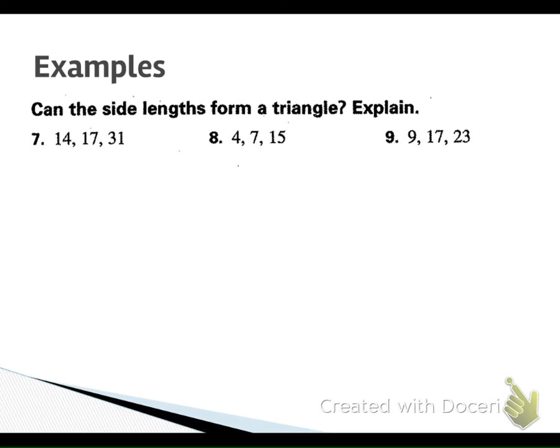So if you took 31 plus 14, without even doing any of the math, you see it's going to be bigger than 17. If you take 31 plus 17, you know it's going to be bigger than 14. So the one we're interested in is 14 plus 17. So 14 plus 17 is what relationship to 31? 14 plus 17 is 31. So 31 equals 31. Does this form a triangle? No, it does not form a triangle.